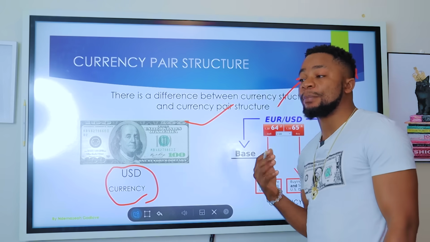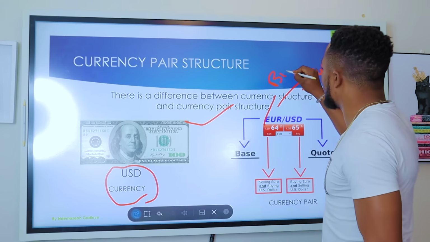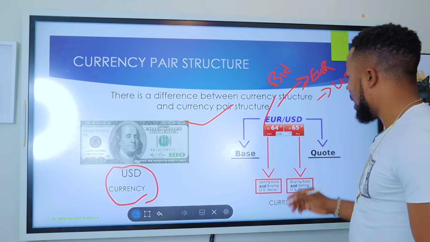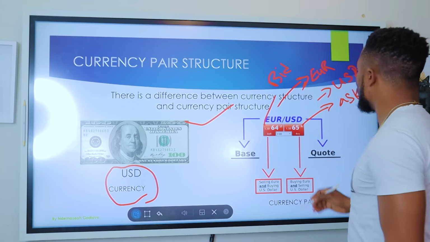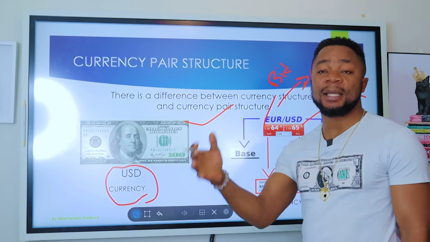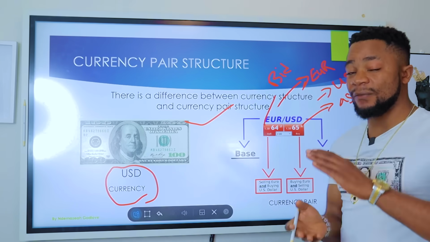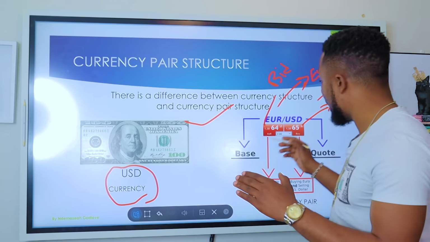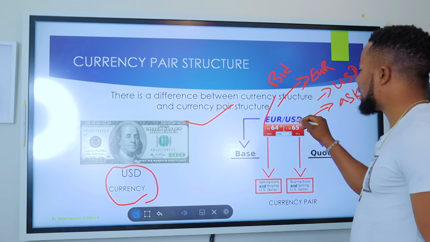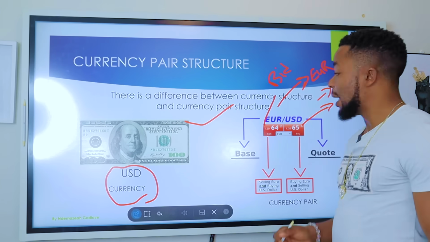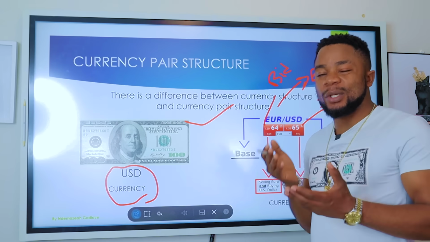The bid means the price you are ready to sell that particular currency. So it's called the bid price, all right? And what you have here is what they call the ask price, or the price you are ready to buy that particular currency pair. Because in Forex, if you buy a particular currency in a currency pair, you automatically sell the other currency. And if you sell a particular currency, you automatically buy the other one. So it is a balance.